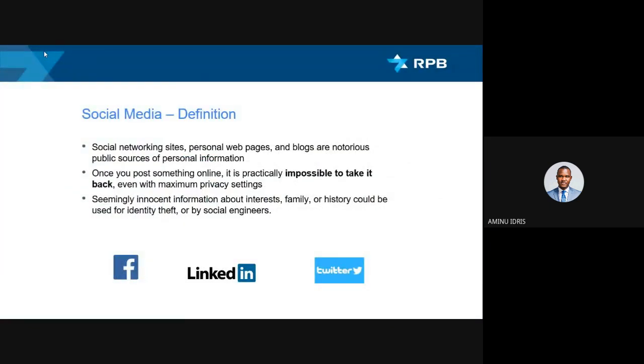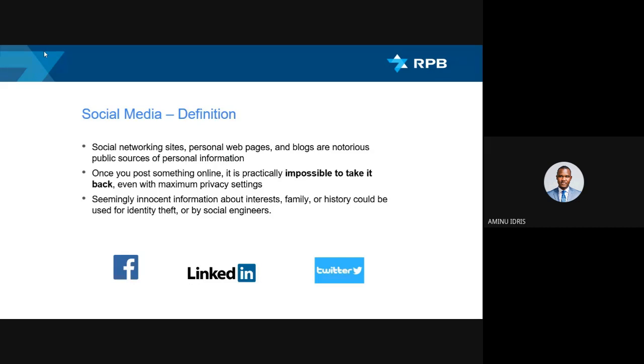So with regard to social media scams, I have some basic ideas here. Like I said, social network sites, personal web pages, and blogs are notorious public sources for personal information. So a lot of things are happening. Once you post something, you see, we are connected globally. You are here in Nigeria, you post something on social media, and somebody in England, India, or China can easily see it. So once you post, there is no way you can take it back.